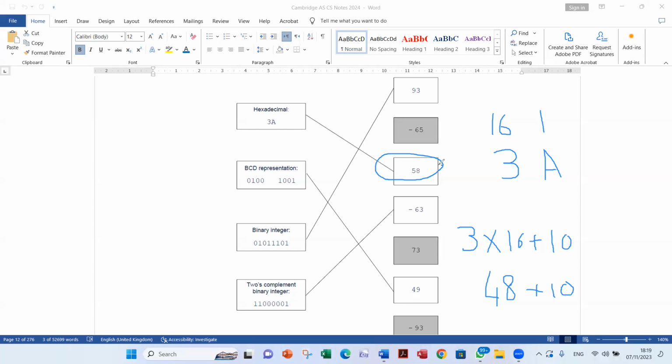Everything in here is in the O-level syllabus except that. BCD isn't in the O-level syllabus. So you are supposed to do that really fast, and probably they're not going to award you a lot for that. Okay, that's it.